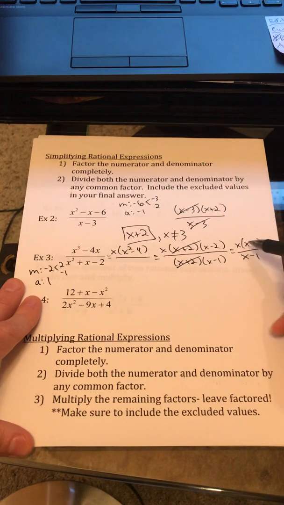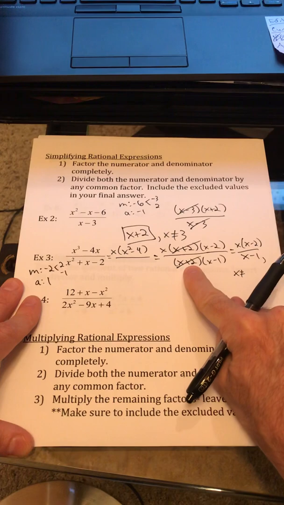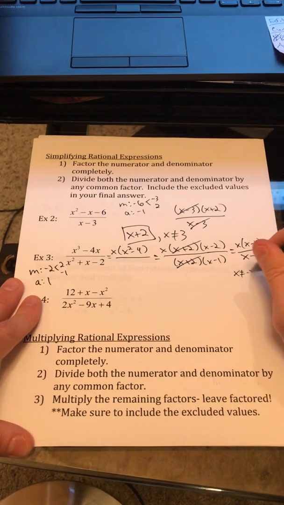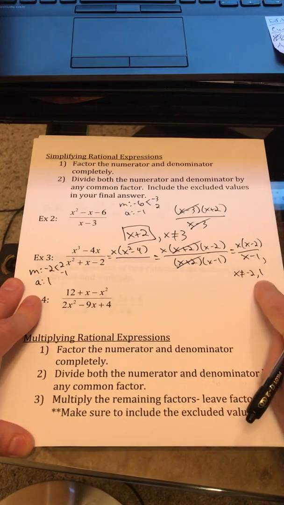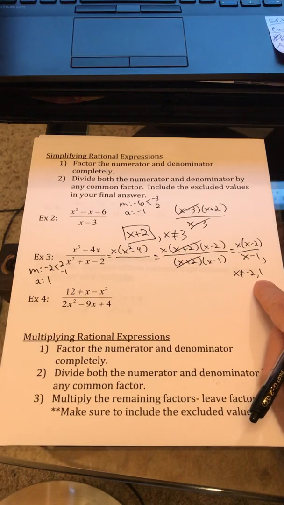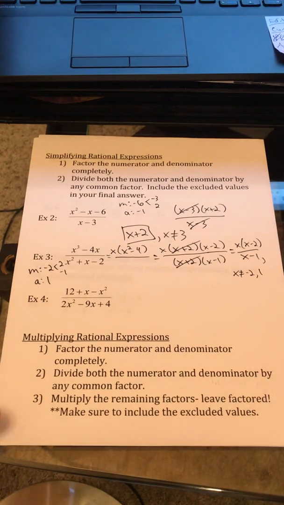Nothing else cancels here. You cannot reduce this x with the x in the denominator. These two quantities obviously aren't the same. And then to finish our restrictions, x cannot equal -2 or +1. The order you list those out in is not an issue at all.